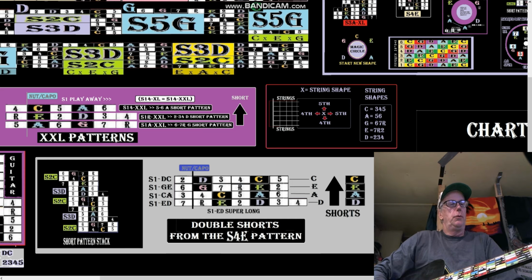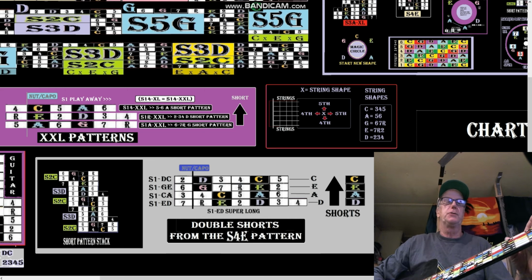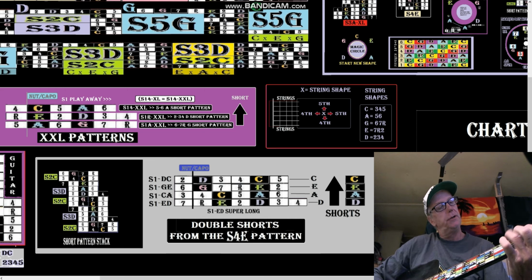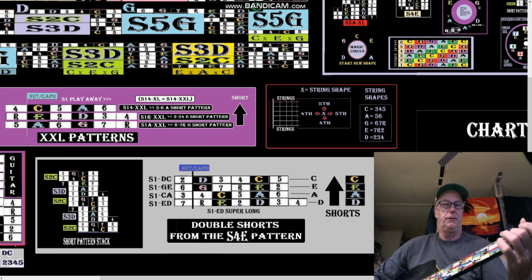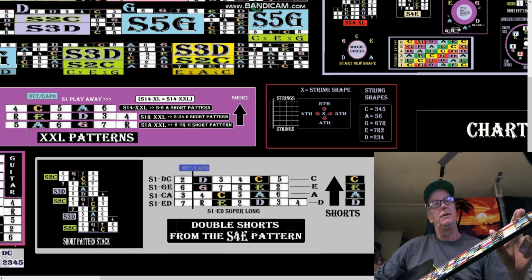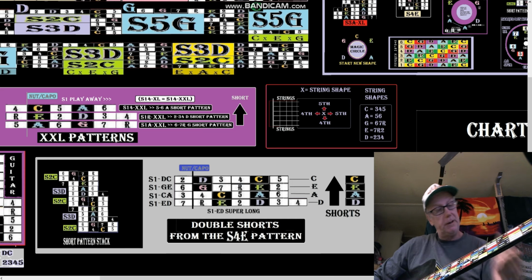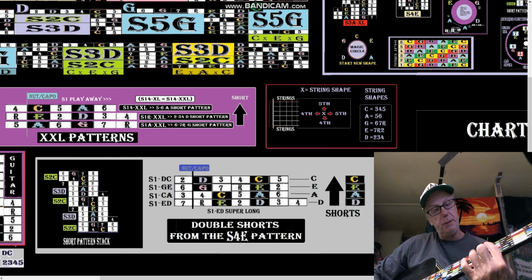All right, so we've done so far, C is the root, C is the second, and C is the third. The third is like a special case because you can always play the entire set of 6 string shapes in the C box. So you can play, for instance, up here where we have the C shape.